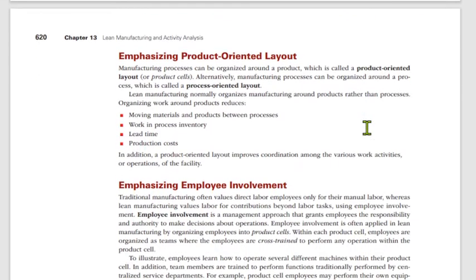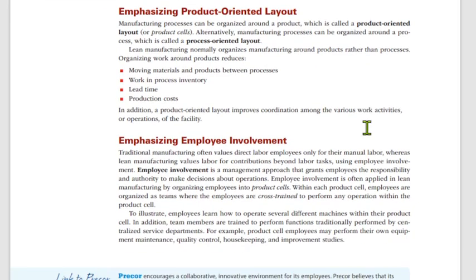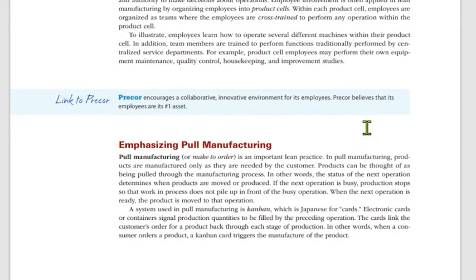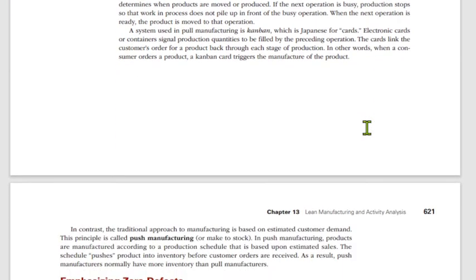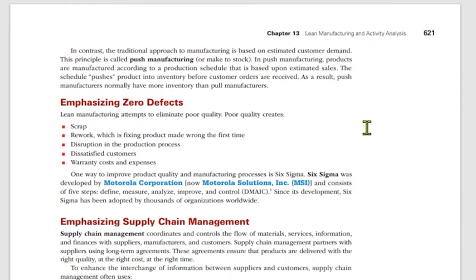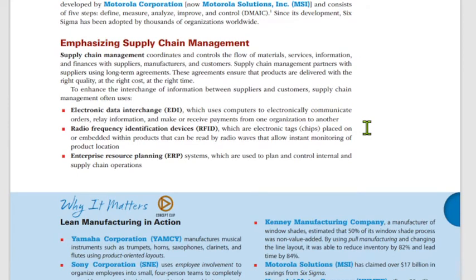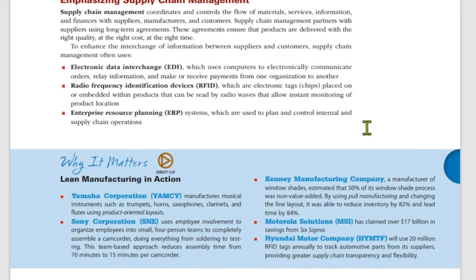So, emphasizing product-oriented layout, emphasizing employee involvement, emphasizing pull manufacturing. Okay? So, ito po yung dinidiscuss ko kanina doon. So, dinidiscuss doon sa table, then inisa-isa dito sa ilalim. Okay? Emphasizing supply chain management.